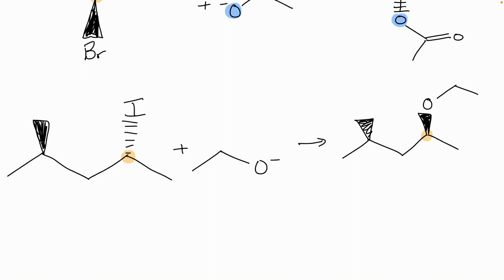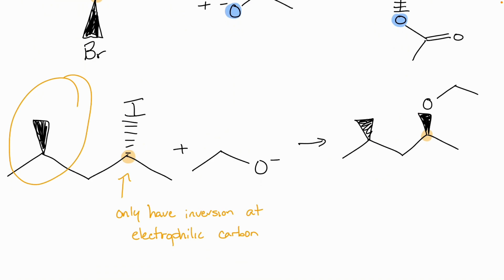Right, so again, let's make note, we only have inversion at our electrophile, at our electrophilic carbon. All right, the inversion occurs because of that nucleophile attacking from the opposite side. There's nothing going on over here. Right? That methyl group isn't doing anything. It's not reacting at all. There's no such change going on over there.